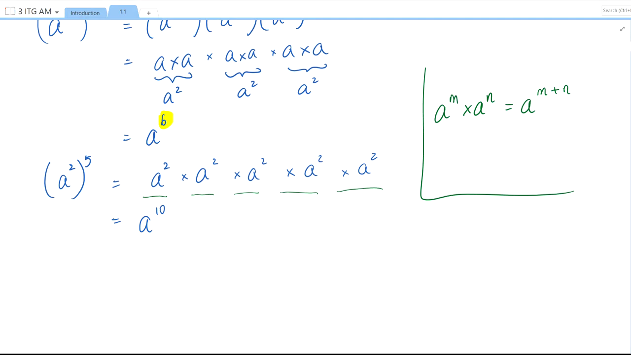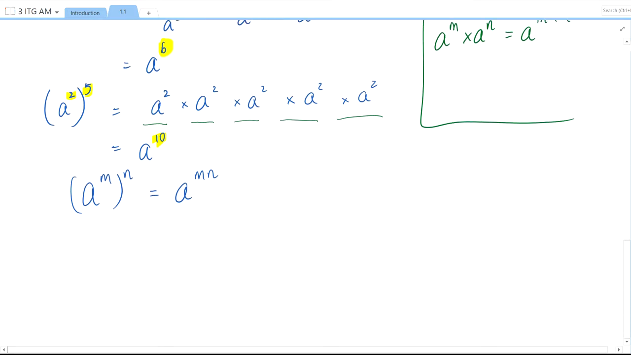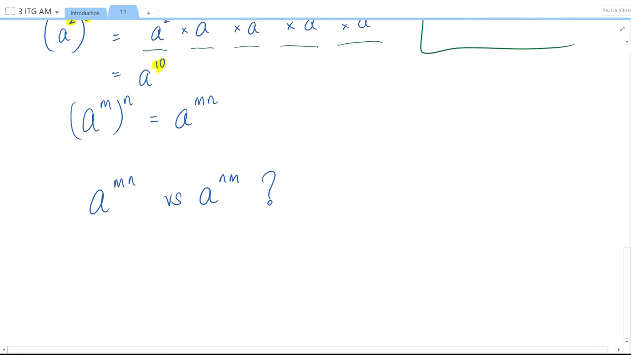is 10. Okay, so the third law of indices shows us that a power m to the power of n must equal a power mn. Is there a difference between a power mn versus a power nm? Is there a difference? So try it out yourself and convince yourself whether they are the same or not.